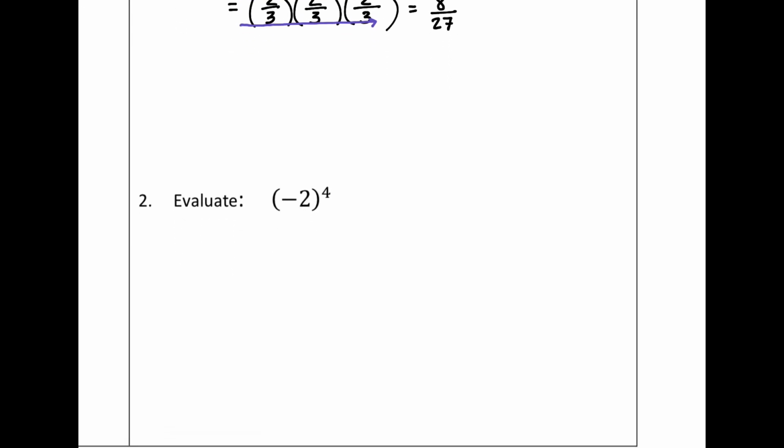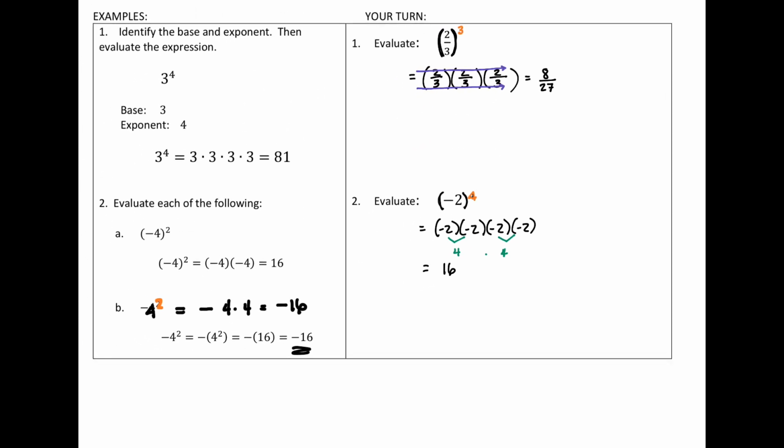Okay, the bottom one. The exponent is immediately behind the parenthesis, right? So we need 4 sets of parentheses. So there's 1, 2, 3, and 4. Okay, these two make a positive 4. These two make a positive 4. Positive 4 times positive 4 is positive 16. Okay, not too bad, I hope.